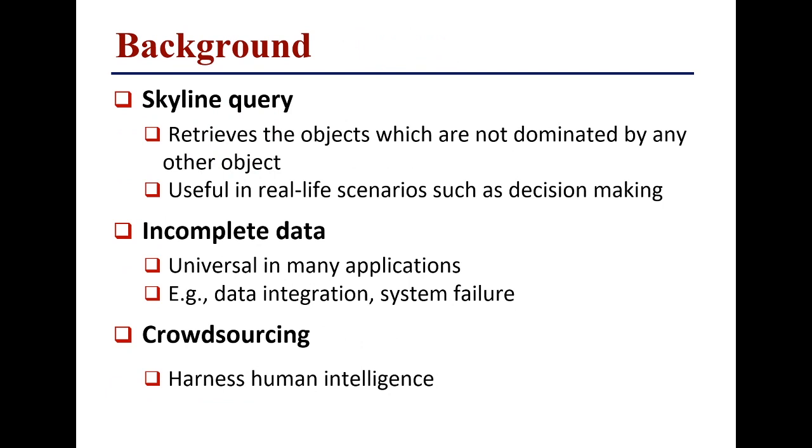First of all, the Skyline query retrieves the objects which are not dominated by any other object in the dataset. This query has a large application base in many real-life scenarios, such as decision-making, profile-based recommendation, location-based services, and so on. On the other hand, incomplete data is universal in many real-life applications, including data integration, the limitation of devices, system failure, privacy preservation, and so on.